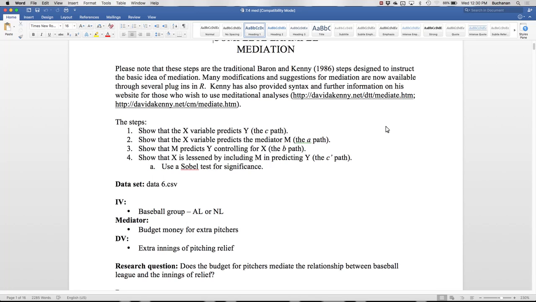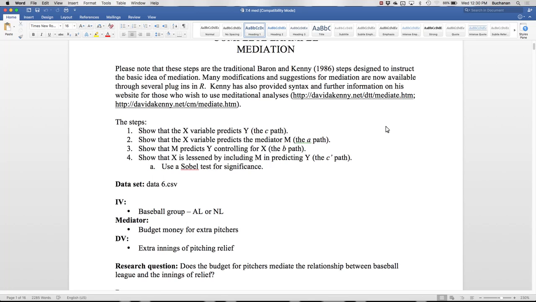So this is going to be the C path. If X doesn't predict Y, it's kind of hard to say that X predicts M, that predicts Y. So we need X to predict Y for mediation to happen because we're trying to show that this is not the only thing. So we're talking about the third variable problem. If X and Y are unrelated, you're talking about 1 leads to 2 leads to 3, but 1 and 3 are never related. So it's kind of a different question if X and Y are not related.